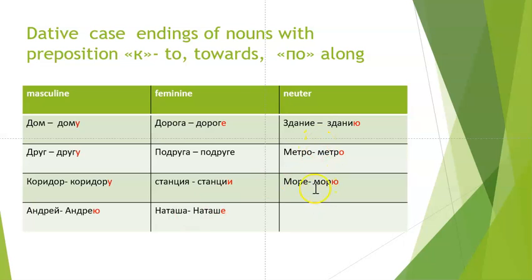And neuter will change depending on the last vowel. If we have ending е, it will change to ю. So здание, зданию. Metro doesn't change, it's a foreign word. And море, морю. So е will change to ю. But if we have, for example, окно, then it will change to окну. Normal у ending, because it's o. If you have o, it will change to у. If you have е, it will change to ю.